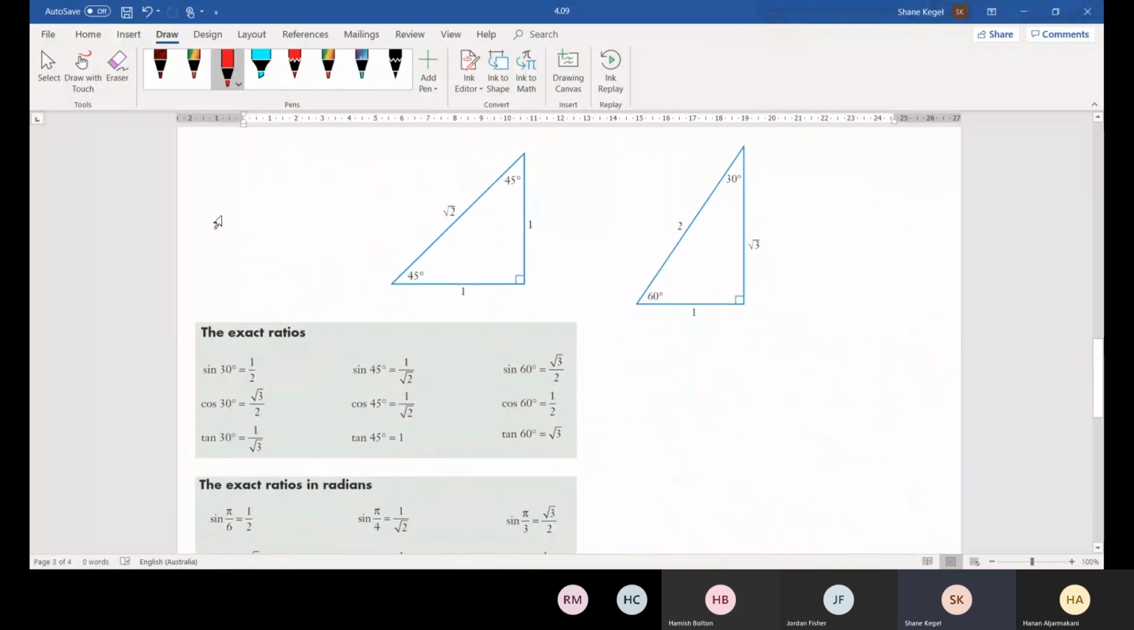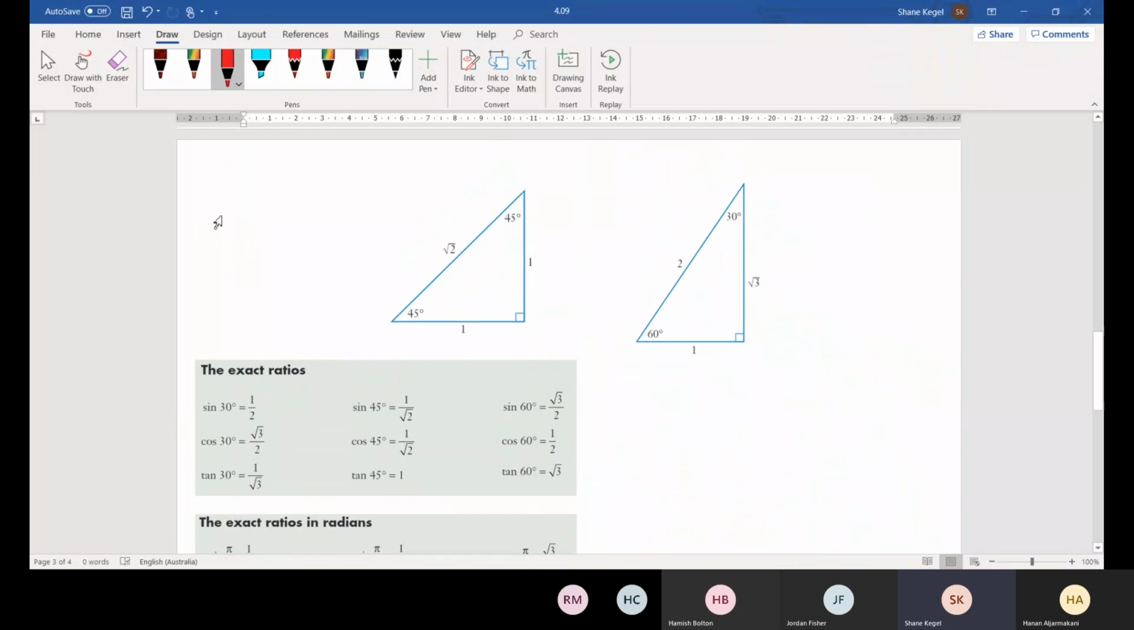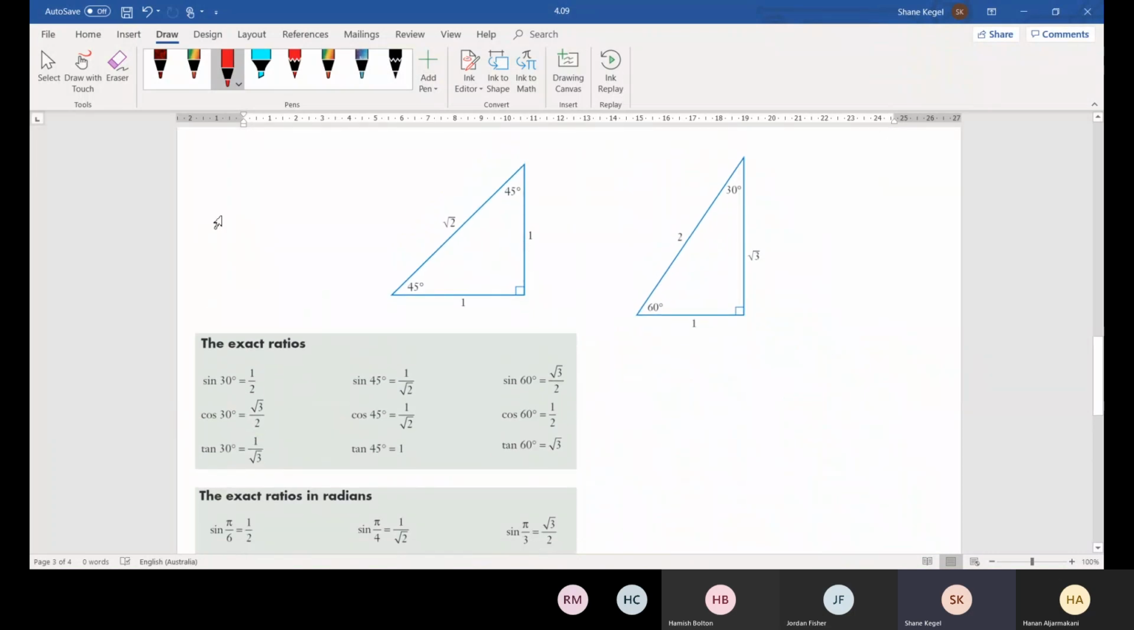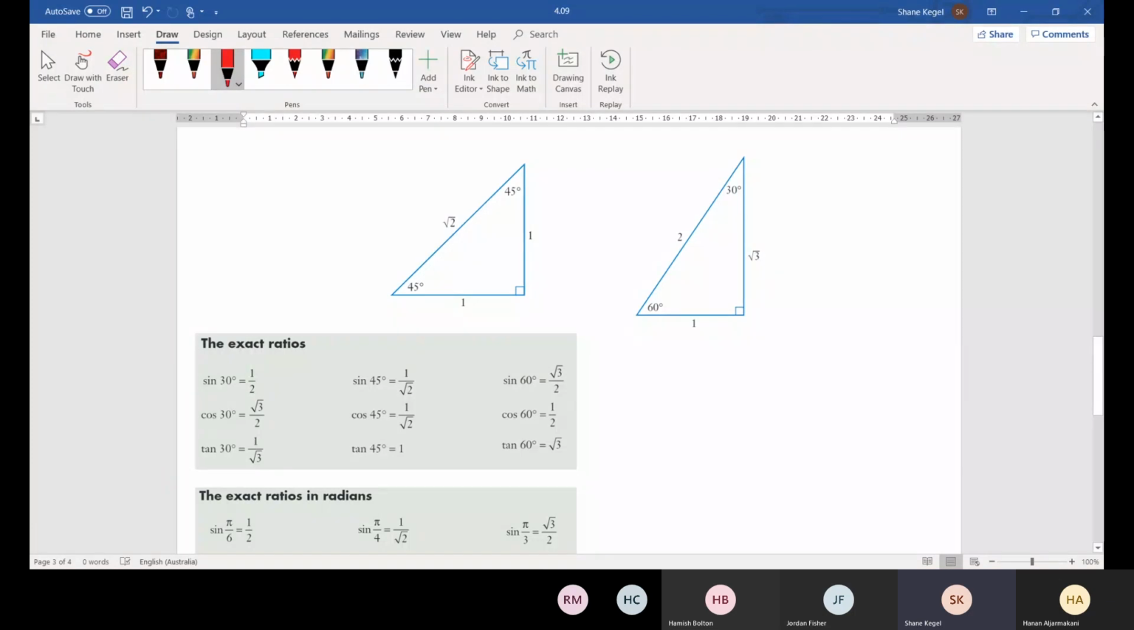Okay, another thing you need to know in this exercise is your exact ratios. So these are exact triangles. You may have seen them before. So I'll go over where we get them.